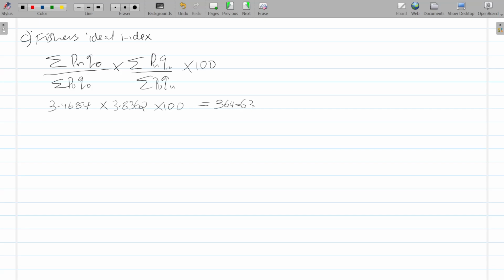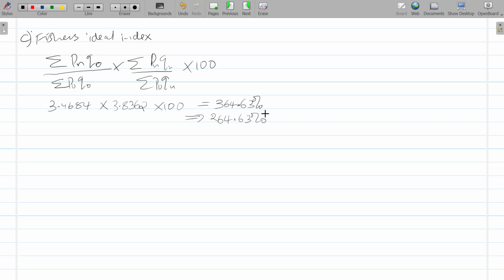364.63%. Now, in the year 2000, the price was 100%. Now, the year 2010, the price is 364.63%, meaning this is an implication that the price of goods increased over years by 264.63%. That is Fisher's ideal index.